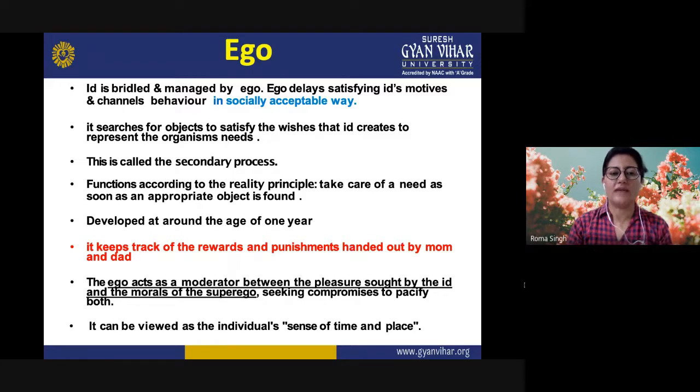The ego acts as a moderator between the pleasure sought by the id and the morals of the superego. So it is the balance maker. It seeks compromises to pacify both the id and the superego. It can be viewed as the individual's sense of time and place. So this is how ego works.